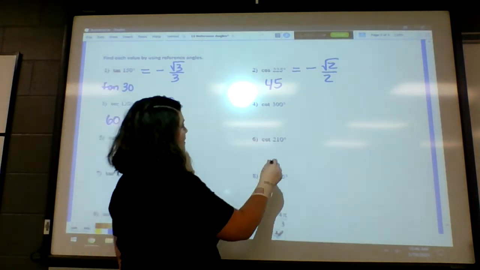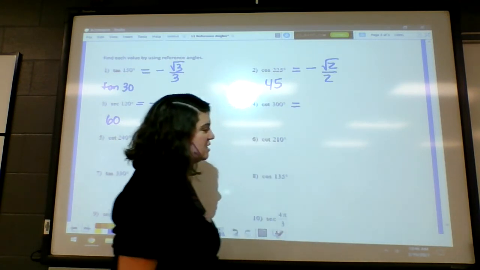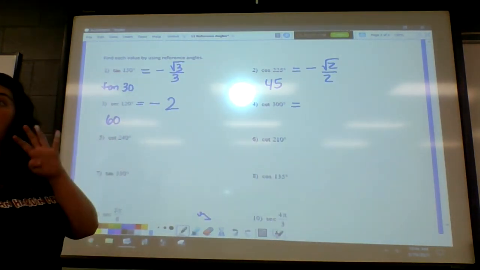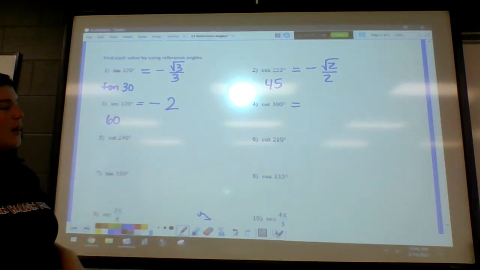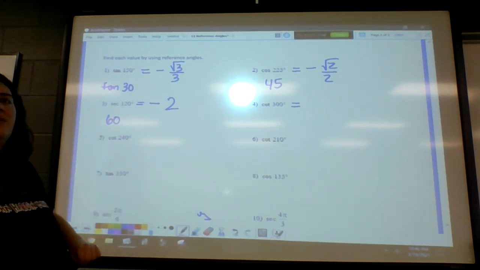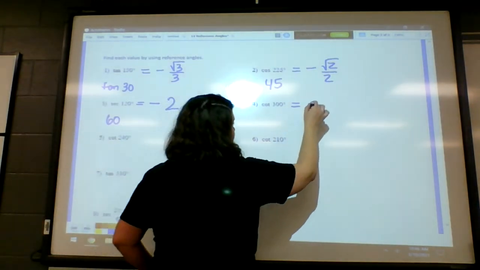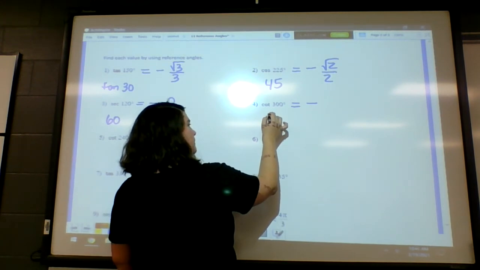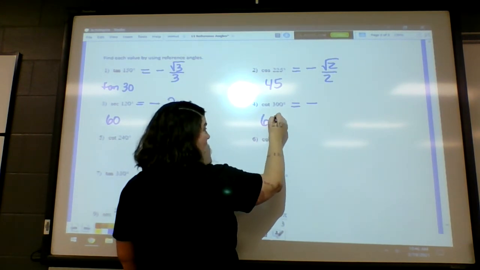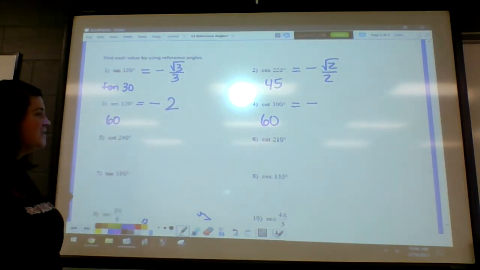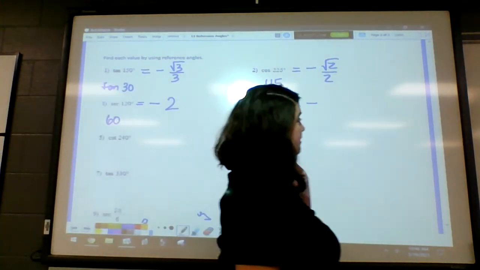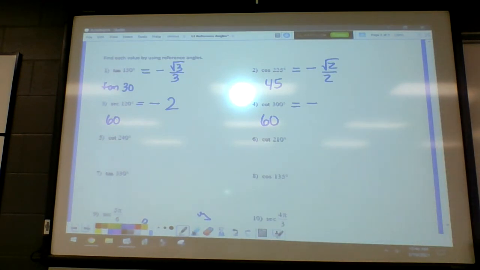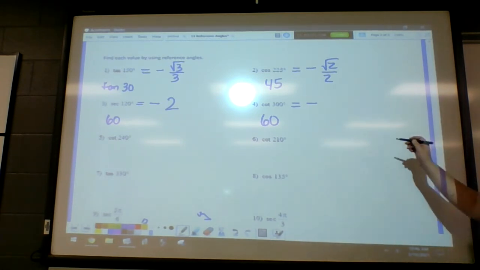All right, cotangent of 300. 300 is in what quadrant? The fourth, right? It's more than 270, so fourth quadrant. Is cotangent positive or negative in the fourth quadrant? Negative. And what angle are we going to reference? 60. You've got to get it to 360, right? So we're going to reference the 60-degree angle, and we're looking for the cotangent of 60. So cotangent is cosine over sine. So 1/2 over square root of 3 over 2, which will be square root of 3 over 3.